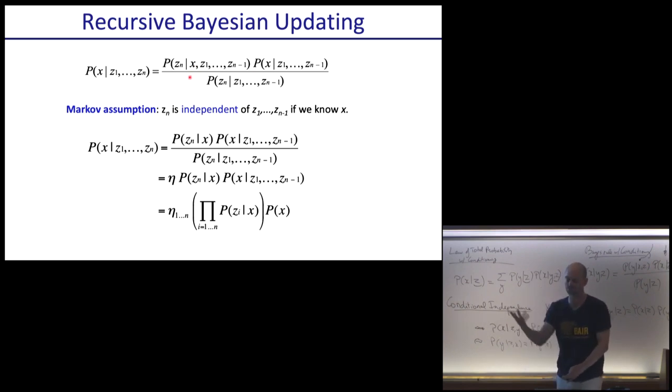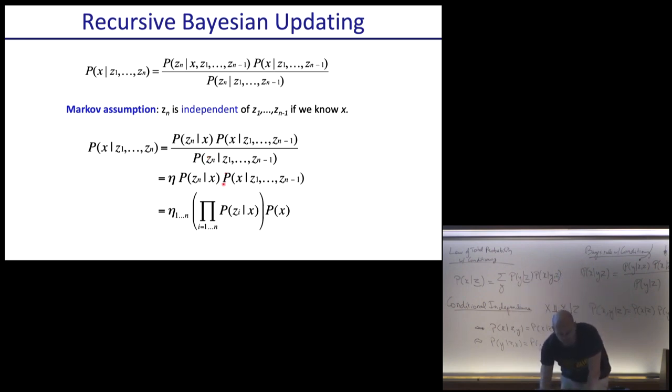But then we made an assumption. This is not generally true, but we assumed that Zn is independent of the other z's if we already know the state x. And then this simplifies. Again, the bottom we don't worry about. There's no x in it. We can compute the top part for every value of x. Once we're done, we sum it all together to know what the bottom is, which will normalize it.